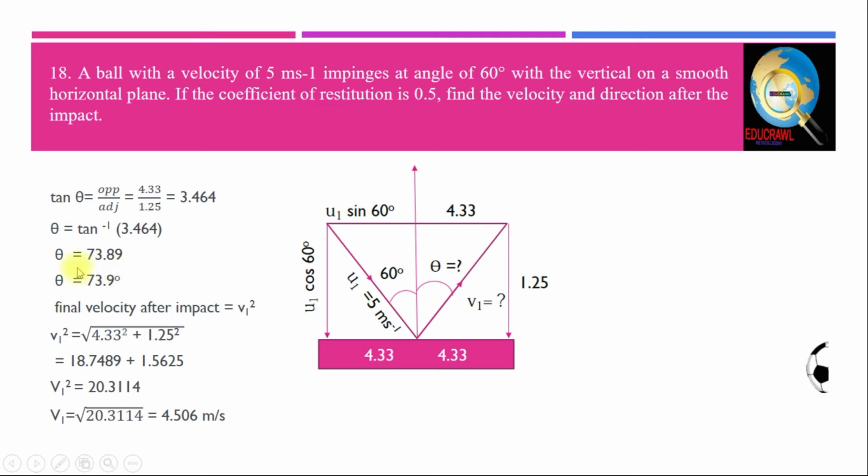Now we have found that it is inclined with this angle only. The final velocity is inclined at this angle. So this angle gives you the direction. So the direction we have found. Next we have to find the velocity.